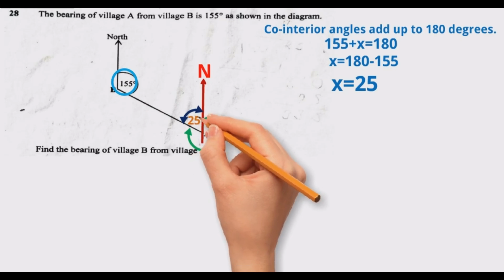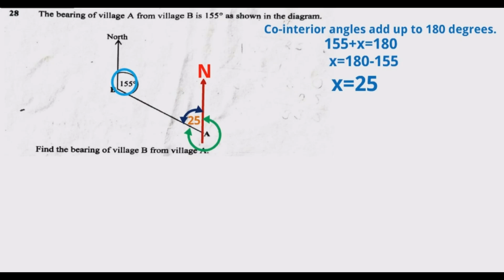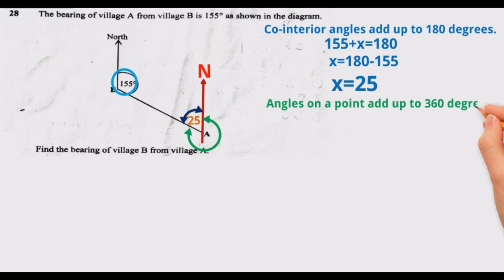Now once we have found the value of the angle there, we can find the value of this bearing which we want to find. To find this bearing, we're going to use the property which is angles at a point add up to 360 degrees. A complete turn will give us 360 degrees.